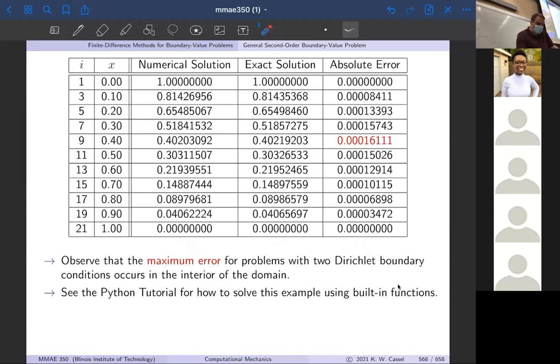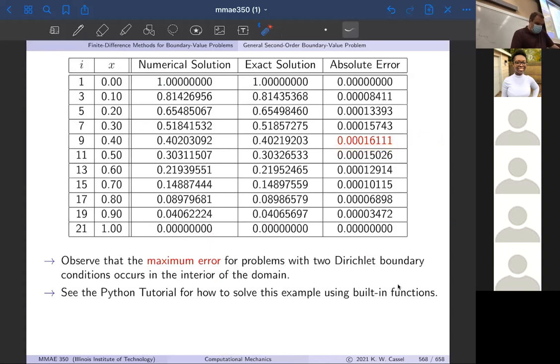You'll notice the errors on the two ends are 0, which makes sense because I know the value of u at the two ends, so the error should in fact be 0 there because the numerical solution and the exact solution should, and they do, match exactly. So that's good. And so for Dirichlet boundary conditions on both ends, it's typical, and that's the case here, that the maximum error occurs somewhere in the interior. It's not necessarily right at the middle, as you can see here, but it's in the interior.